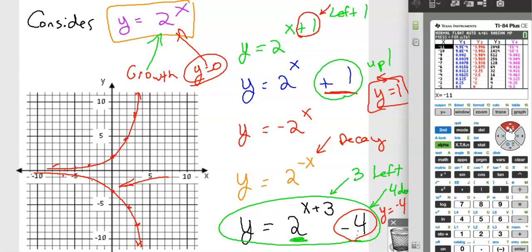So again, that's graphing exponential growth functions, exponential decay functions, but these are all exponential functions. And this is just part 1. Make sure you watch part 2.